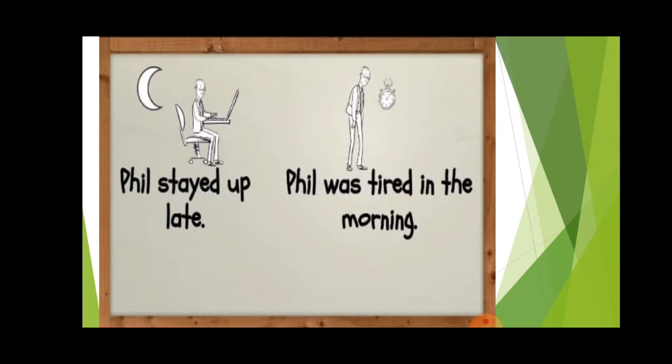Phil stayed up late. Phil was tired in the morning. Let's start by looking at the cause, which happens first and tells us why. So, Phil stayed up late is the cause because it had to happen first and tells us why Phil was tired. Okay, so what happened after the cause tells us what happened, and that's the effect.